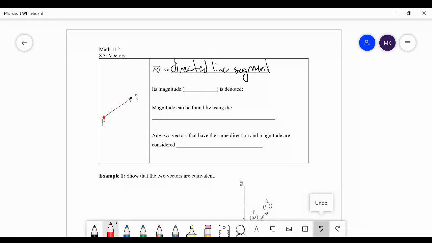When we talk about these directed line segments, one thing we want to talk about is the magnitude, or the length. We denote that using something similar to an absolute value, but instead of 1 bar, it's 2 lines, then the directed line segment PQ, and then 2 more bars. So this is represented by the magnitude. And we can find this, if we have the coordinates of P and Q on our coordinate plane, very simply by using the distance formula.